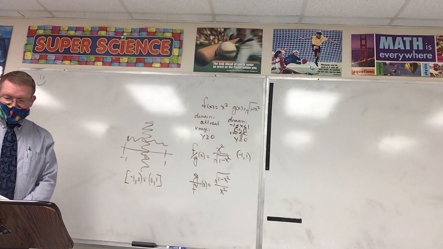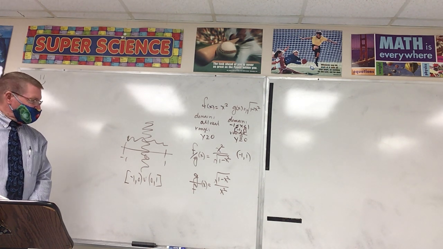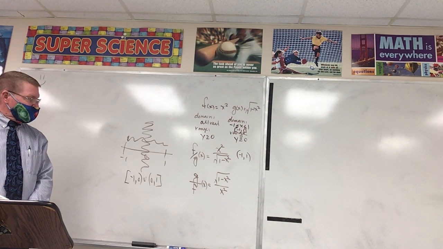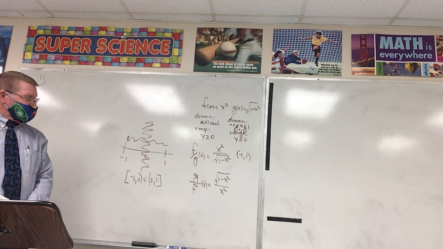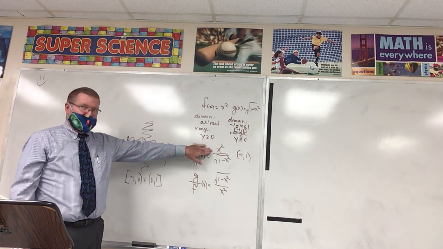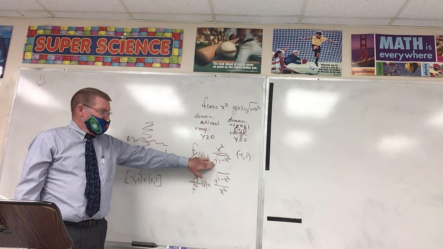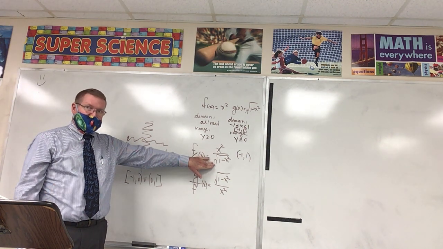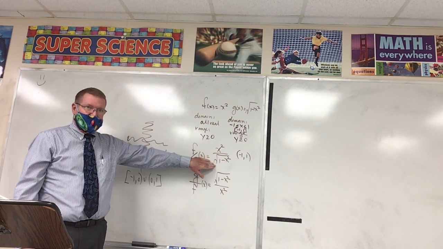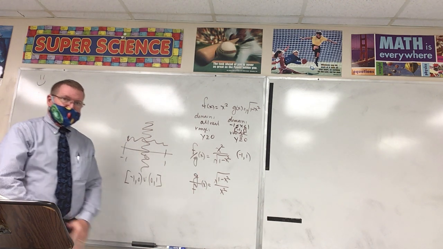And the first function, f of g, all you have to worry about is the bottom, the domain of the denominator. The domain of this is all the numbers, right? Yes. The domain of this is between -1 and 1. But we can't have 1 included because it can't equal 0. Yeah.